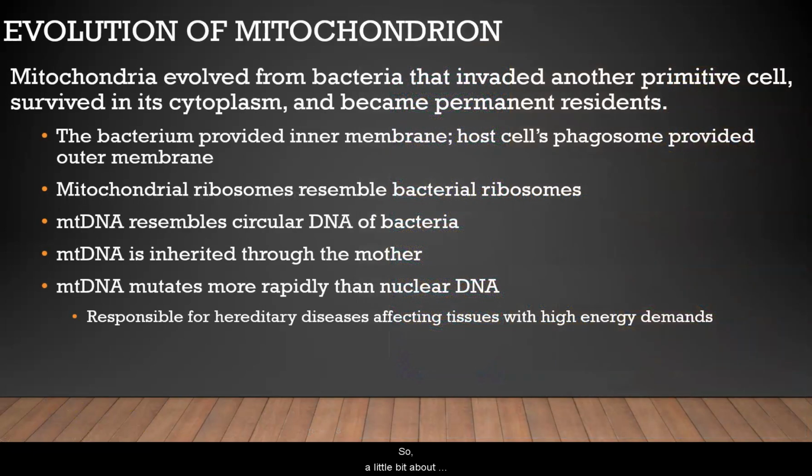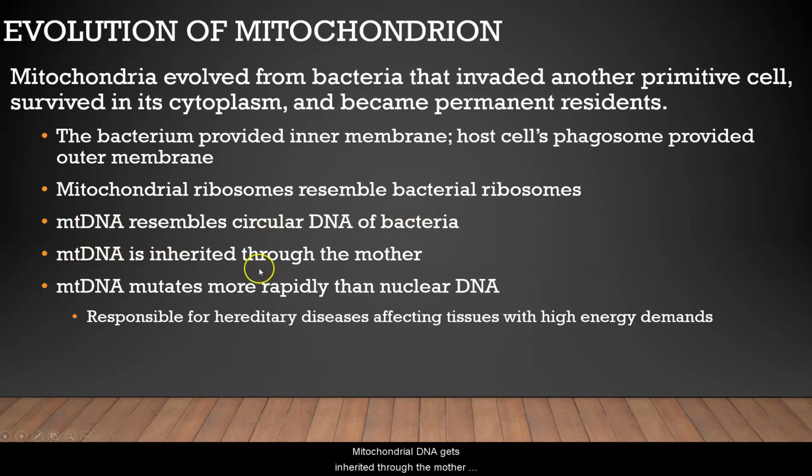So, a little bit about the mitochondrion. It is well theorized that mitochondria evolved from bacteria that invaded another primitive cell, survived and did not get broken down, and survived in its cytoplasm and became permanent residents. The bacterium provided an inner membrane, and the host cell's phagosome provided the outer membrane. Mitochondrial ribosomes resemble bacterial ribosomes. This is evidence for this. Mitochondrial DNA resembles the circular DNA of a bacterium.